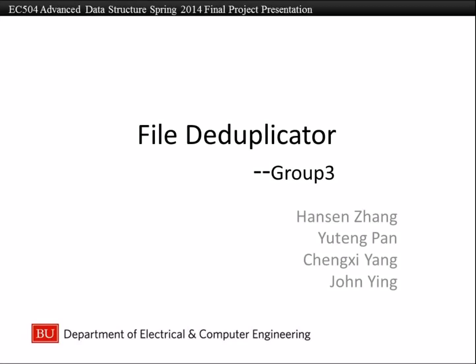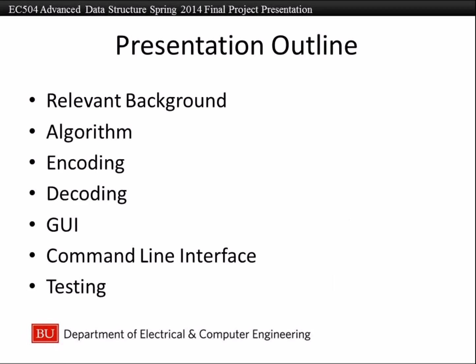This is the EC504 final project presentation. We are Group 3 and we're doing the file deduplicator project. We have 4 team members, Hansen Zhang, Yutun Pan, Chunxi Yang, and John Ying. My name is Hansen Zhang and I'm going to walk you through our presentation.